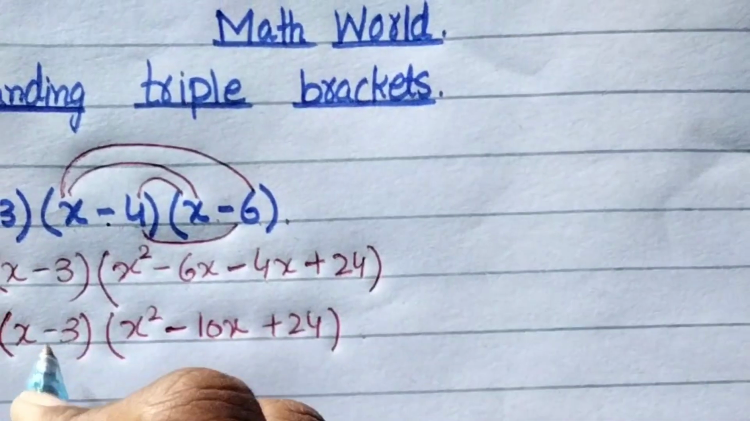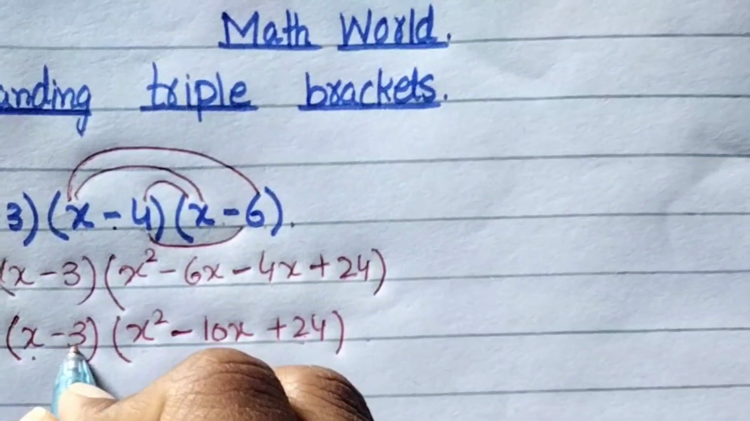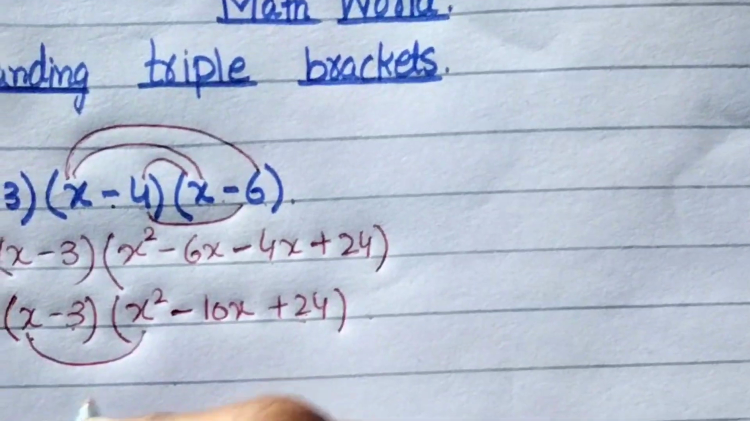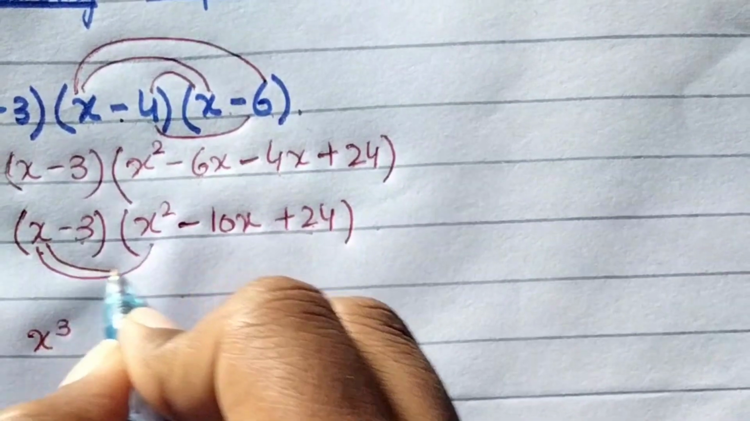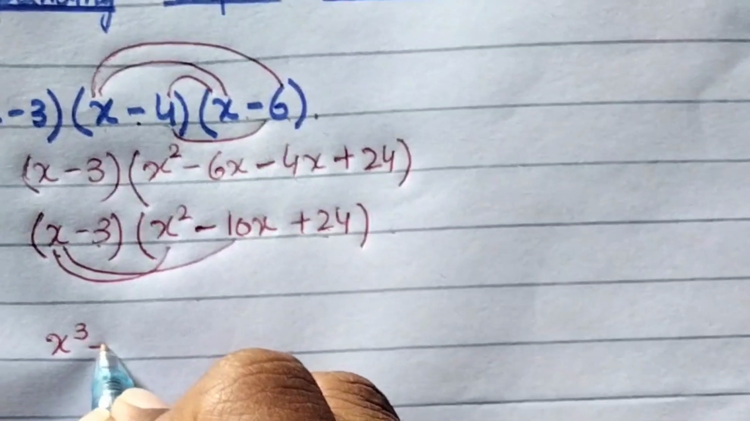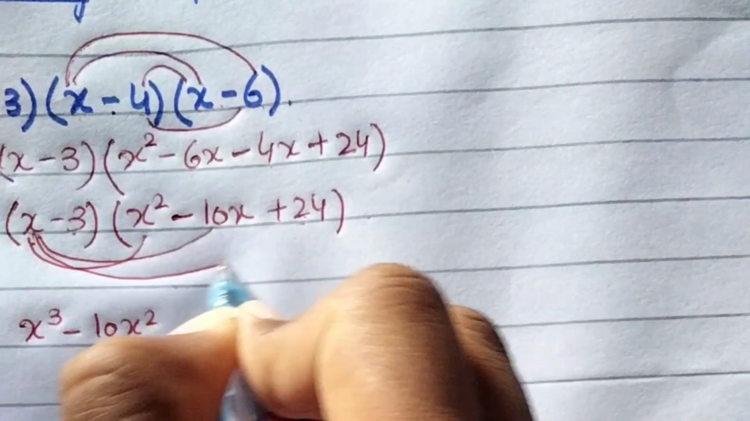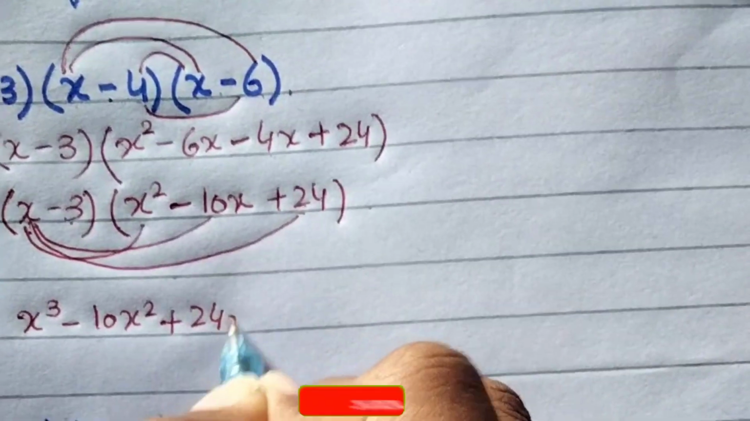In the next step, we will multiply x with the 3 values and then -3 with all of these values. When I multiply x with x, that will be x³. If I multiply this x with -10x, that will be -10x². And if I multiply this x with positive 24, that will be positive 24x.